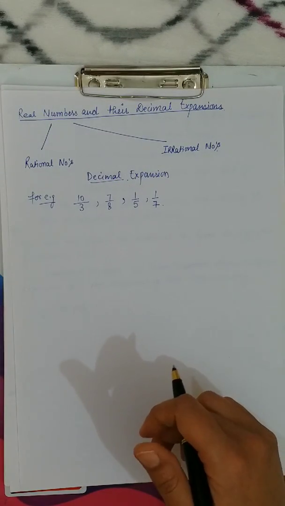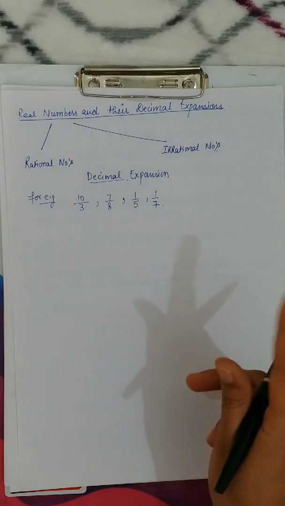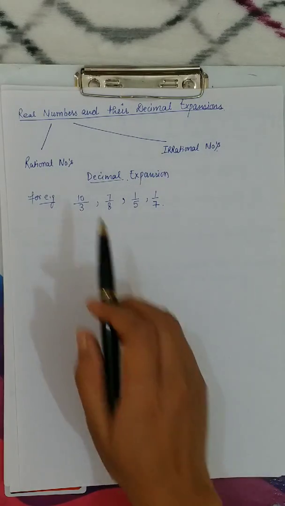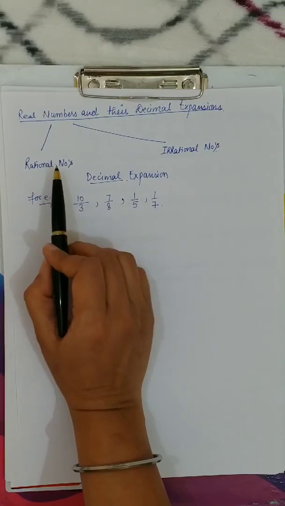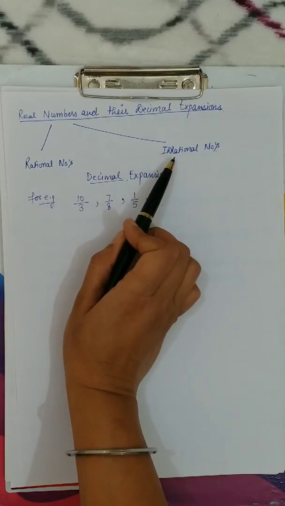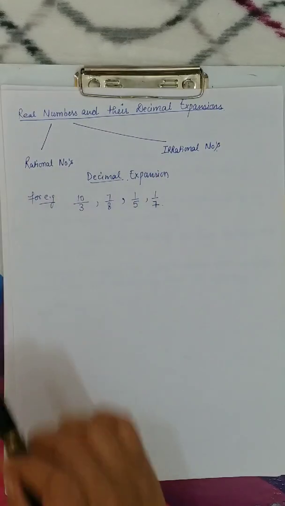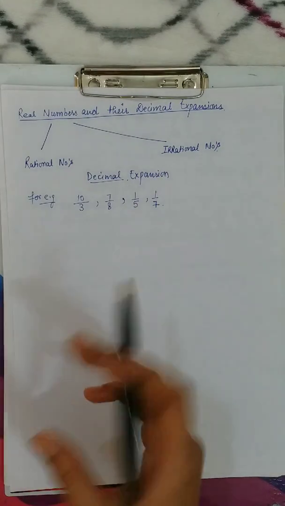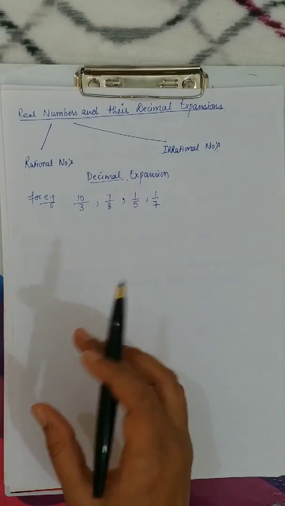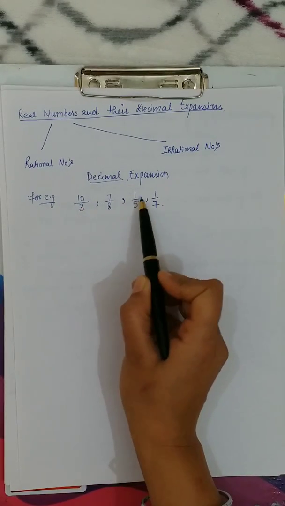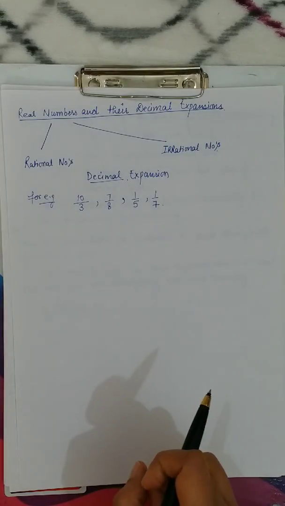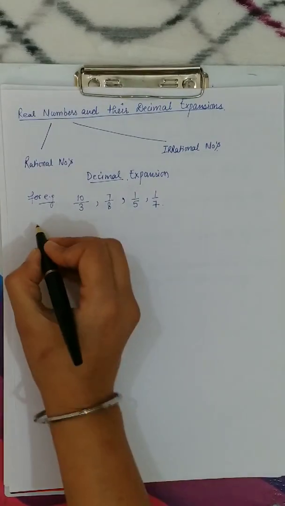Today we are going to discuss real numbers and their decimal expansion. As we know, we have two types of real numbers, rational and irrational. So we are going to differentiate rational and irrational numbers according to their decimal expansion. Just to explain this, we are going to consider some examples, like the fractions 10 by 3, 7 by 8, 1 by 5 and 1 by 7. Now we are going to conclude by taking their decimal expansion.